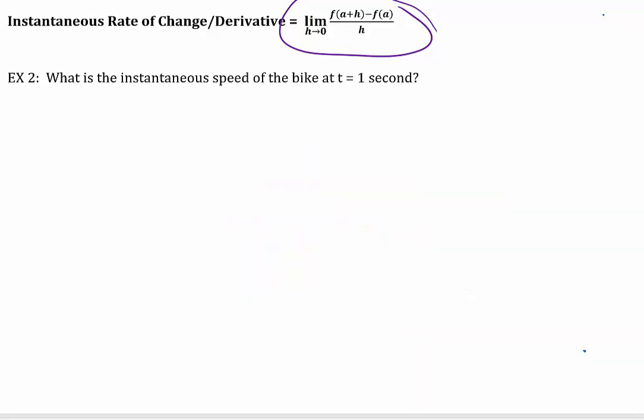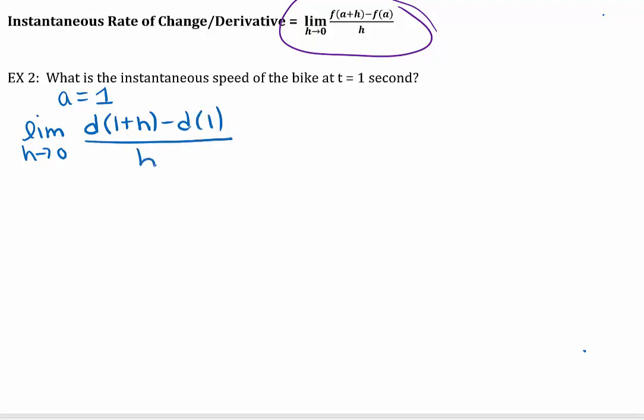Okay, so let's actually do the problem now. This is the part I want in your notes. The question says, what is the instantaneous speed or instantaneous rate of change of the bike at t equals 1 second? So my a here is 1. So using the formula, I need to find the limit as h goes to 0 of f, although I called it d in this case, so I'm going to say d of 1 plus h minus d of 1 all over h. And so let's start by finding d of 1 plus h.